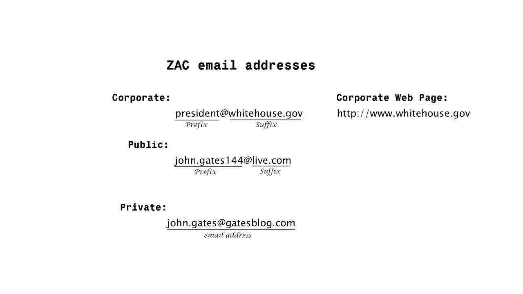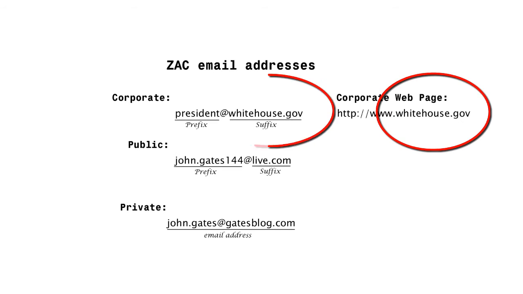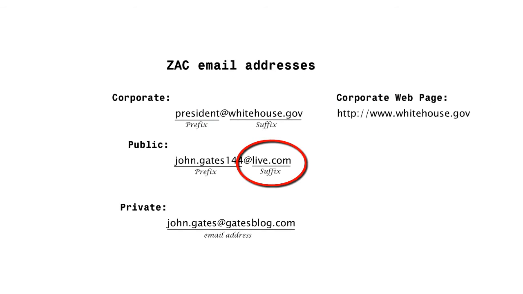In the rare cases where a company will have more than one web page and more than one email domain, ZAC allows the capacity to store unlimited corporate web pages and unlimited corporate email domains. Public emails have domains that can be used by anybody, most often for free. Hotmail and Gmail are most common.